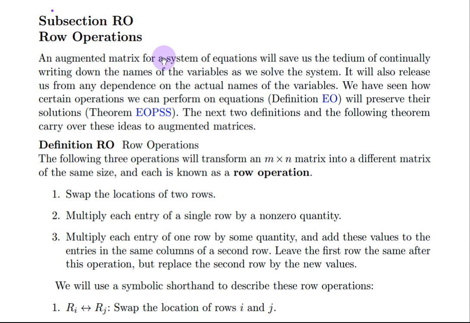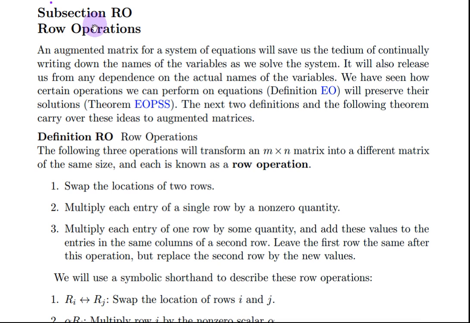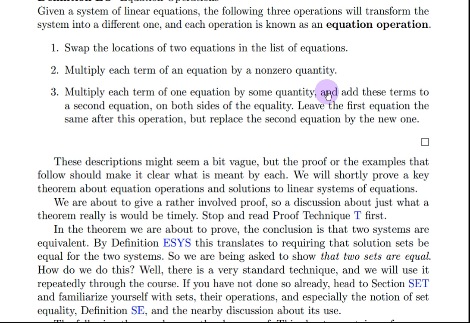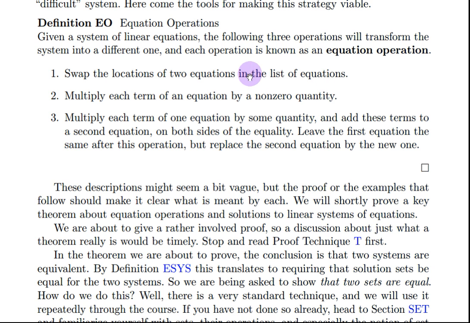All right, next section is row operations. Now what's going on here? The idea with this section is we're going to continue our translation of equations into matrix vector notation. Now, we've seen back here that we can do things to equations without changing the solution.